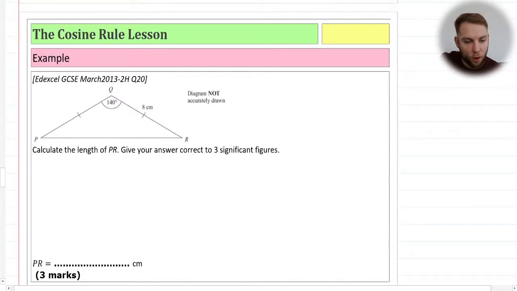Alright. One more question to have a little go at, and I thought I'd put this one in here just to see if it tricks you up a little bit. So have a go at this one yourself. Think about what those 2 little lines mean there. I'll give you a clue. It means they're isosceles, so they're the same. Probably give you too much of a hint there. Have a go at this one yourself.